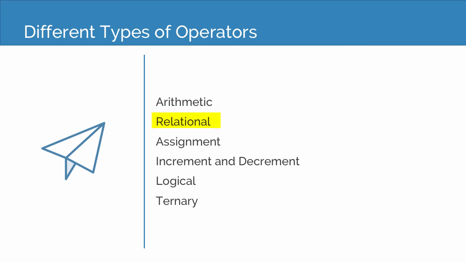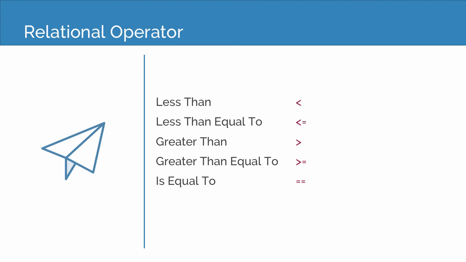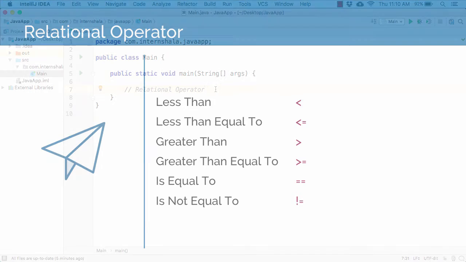Let us now proceed and check out the relational operator in Java. So first of all, what are the various types of relational operators? The very first one is the less than operator. And then we have less than equal to, greater than or equal to, is equal to, and at last we have is not equal to operator. So all these operators can be called the comparison operators that will help you to compare two numbers, two variables or some data. So how to use all these operators, let's check it out.